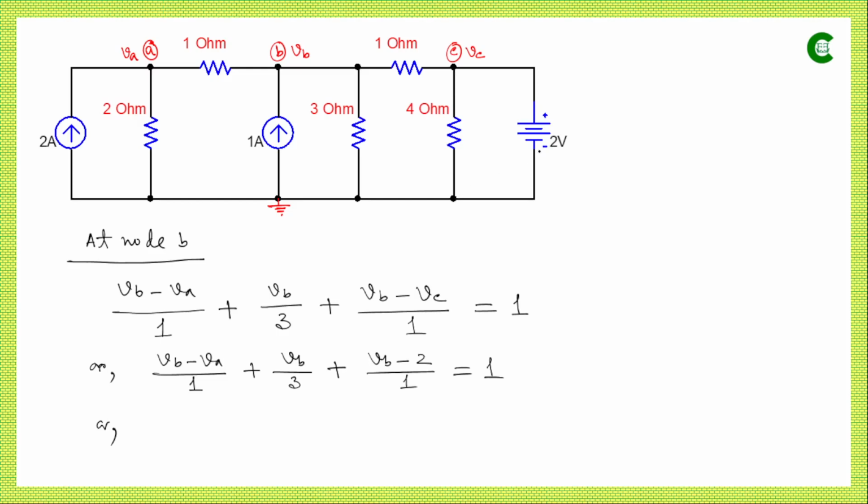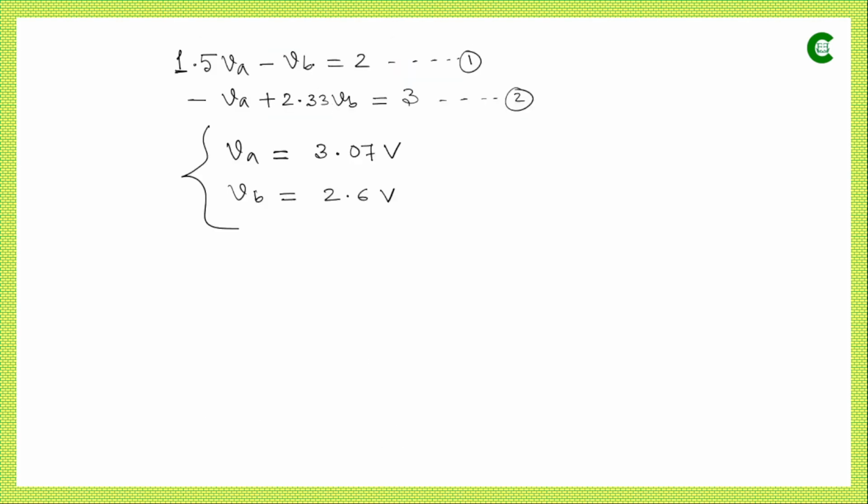We can also see in this circuit that the voltage source having voltage value 2 volt is connected in parallel between these 2 points. So we can say that the potential difference between these 2 points is 2 volt. That means VC is equal to 2 volt. So the simplified equation will be this. Now if we solve these 2 equations, we will get the values of these 2 variables VA and VB, and these are their values.